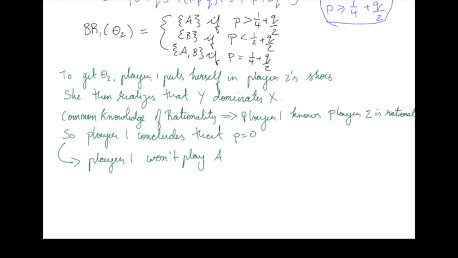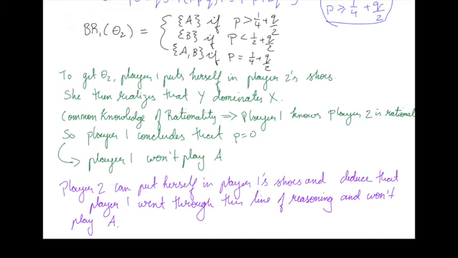Again, by common knowledge of rationality, player 2 can put herself in player 1's shoes and figure out that player 1 would go through this line of reasoning. This is because player 2 knows that player 1 is rational, and player 2 knows that player 1 knows that player 2 is rational. So player 2 knows that player 1 is going to deduce that player 2 is not going to play X, and is therefore not going to play A herself, and therefore player 2 can figure out that player 1 is going to play B because she's not going to play A, and that means that player 2 should play Z, because Z gives her a better payoff of 2 than 1 when player 1 is going to play B.